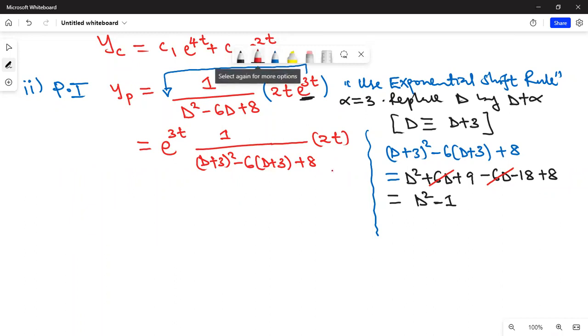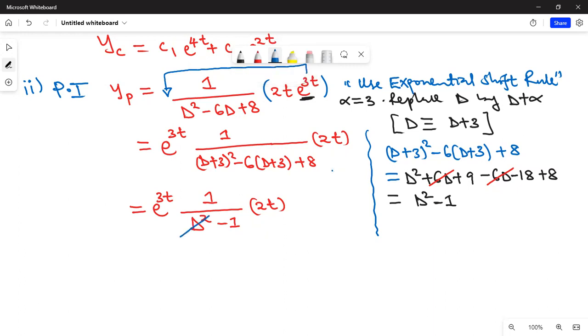So let me rewrite this. We'll now have exponential 3t times 1 over d squared minus 1 operating on 2t. 2t is a polynomial of degree 1. Look at the denominator, d squared minus 1, you cannot factor out d. This d is not common in those two terms. So we are going to drop d squared.